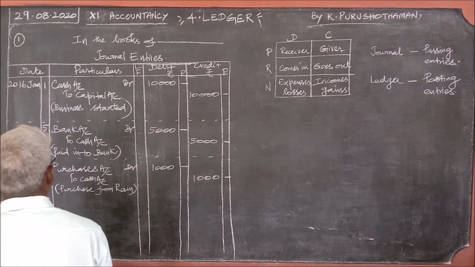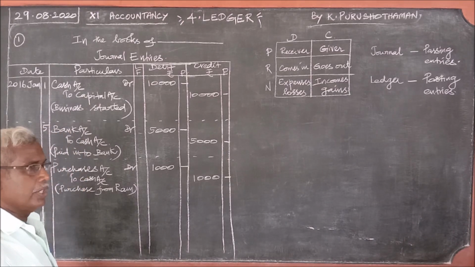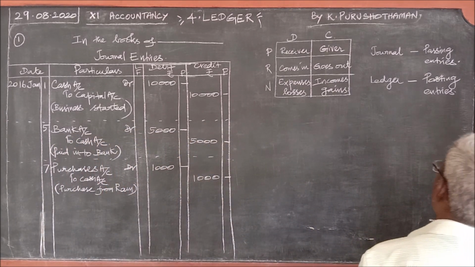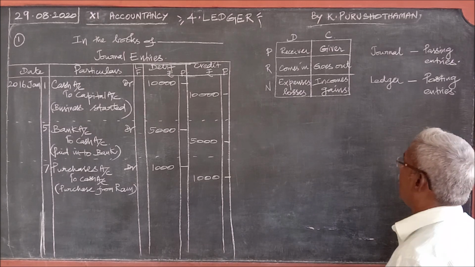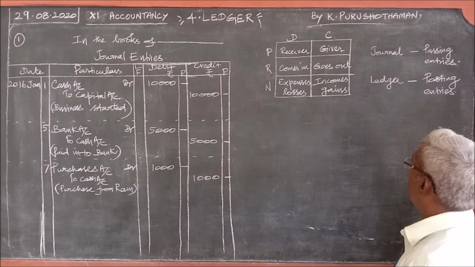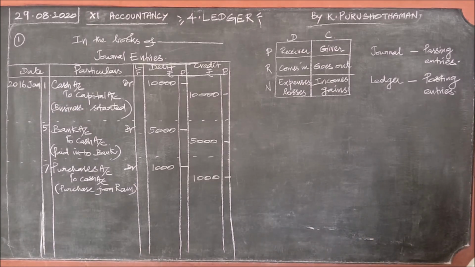₹1,000. So these are the 3 transactions we did. For this you are supposed to pass journal entries and make postings in the ledger. So now what you are supposed to do, you should prepare ledger accounts here. But for want of space, I will pass on to the other step or the other stage after a few seconds.